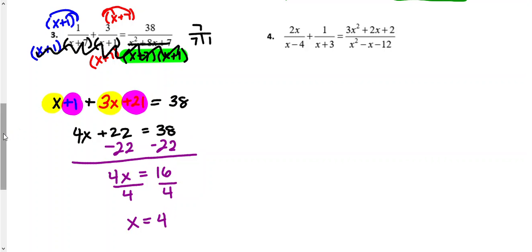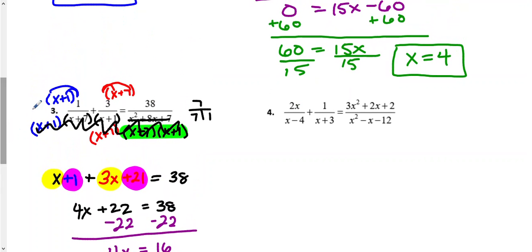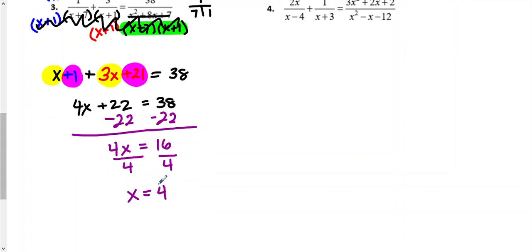And again, I need to check my denominators. And for number 3, my denominators were x plus 1 and x plus 7. So if I plug 4 back in, you get 4 plus 1, which equals 5, so I'm good. Then I get 4 plus 7, which equals 11, so I'm good. Since it works, we can put a box around it. Remember, the only time you don't put a box around it is if you plug your answer back into the denominator and get the number 0.